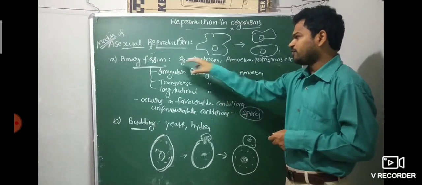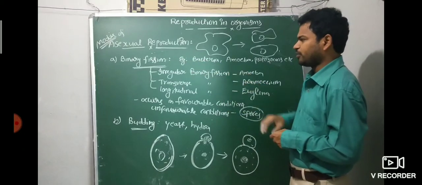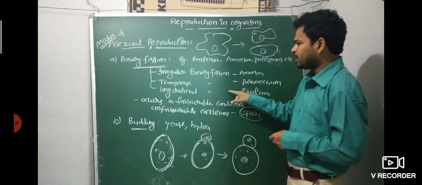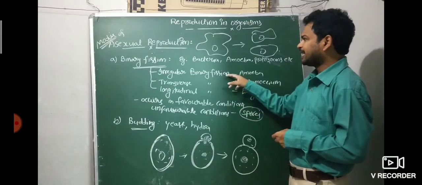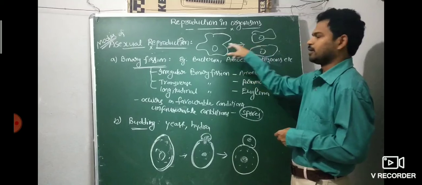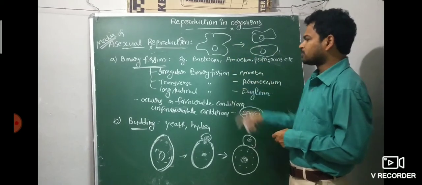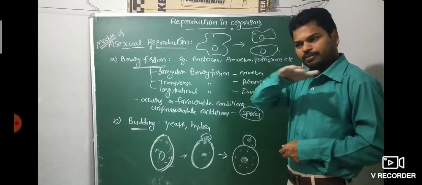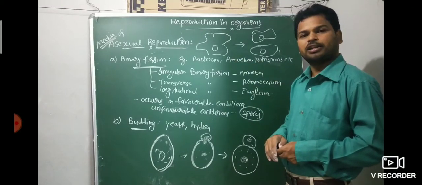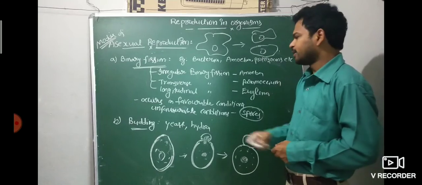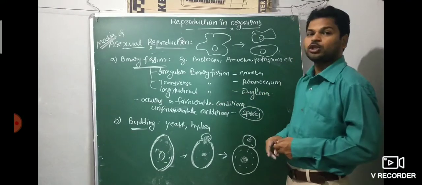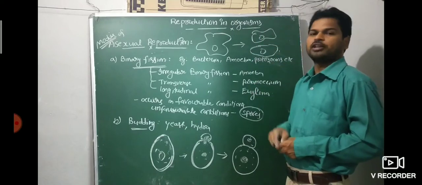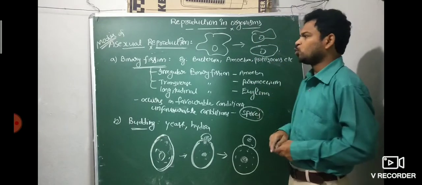In binary fission, 3 important types are there: irregular binary fission, transverse binary fission, longitudinal binary fission. Irregular binary fission is seen in amoeba, like this. Transverse binary fission means like this, in Paramecium. Paramecium transversely shows binary fission and produces 2 offsprings. Then longitudinal binary fission, in Euglena. You see Euglena. So this is a longitudinal binary fission. It takes place in Euglena.